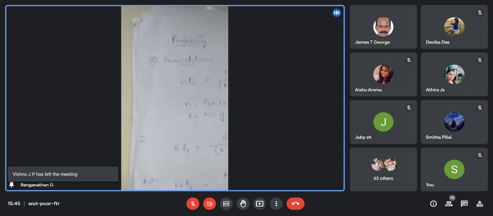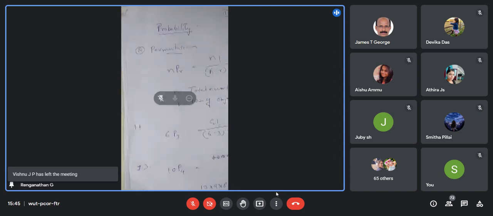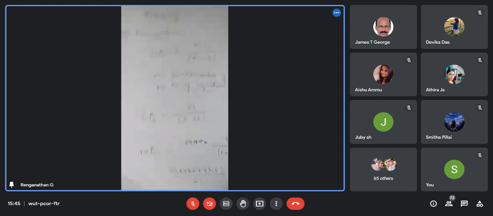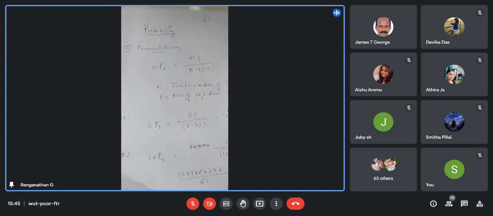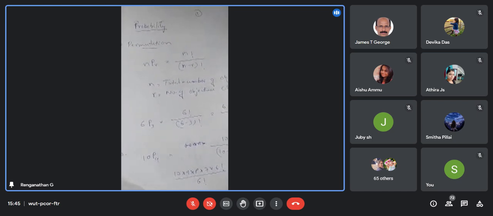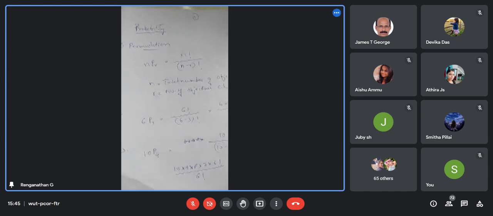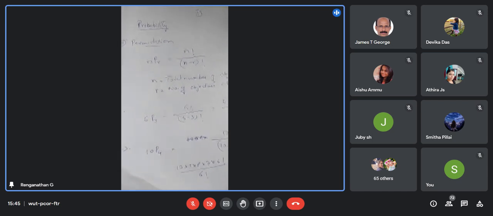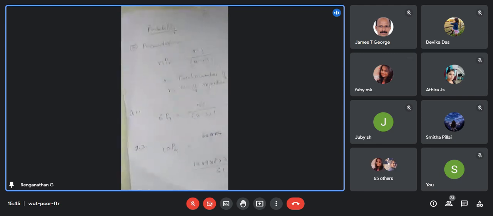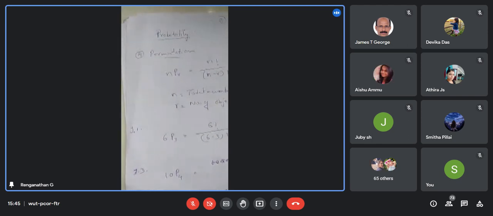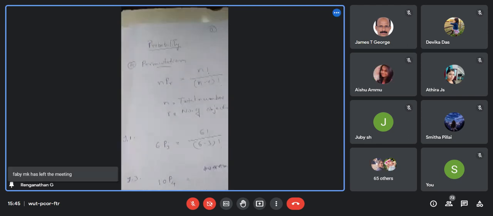So first we talk about the topic probability. Actually, probability means the chance of something happening. What is the chance of something happening? And before discussing probability, we have to say something about two topics, namely permutation and combination.